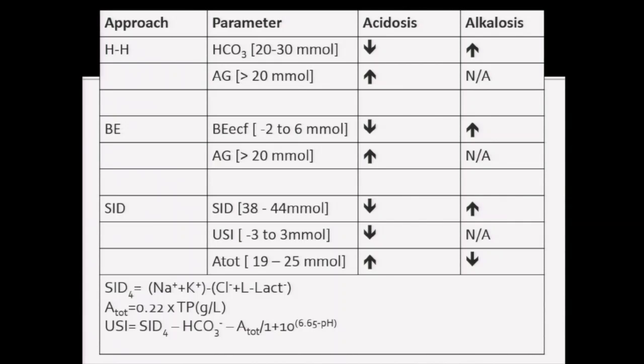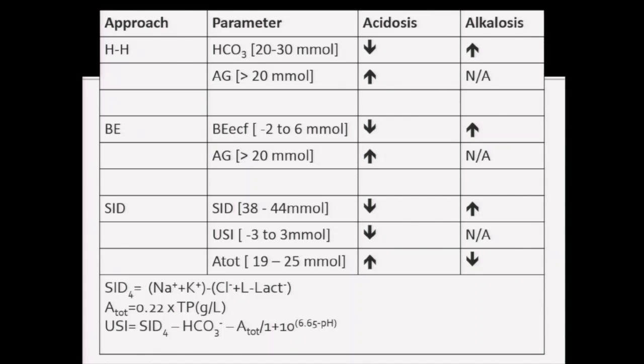This slide highlights how the three methods go about diagnosing acid-base disturbances, so I'll go through it briefly. The Henderson-Hasselbalch equation mainly focuses on bicarbonate, and the reference range for bicarbonate is 20 to 30 millimoles per liter. If the level of bicarbonate is decreased, that indicates metabolic acidosis, whereas if it's increased, it's indicative of metabolic alkalosis. It also uses the anion gap, where levels greater than 20 millimoles per liter are indicative of acidosis.